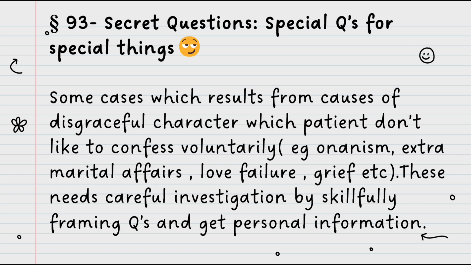Next is aphorism 93, secret questions. Special questions for special things. Some cases result from causes of disgraceful character which a patient doesn't like to confess voluntarily, like onanism, masturbation, extramarital affairs, love failures or grief, etc. These need careful investigation by skillfully framing questions to get personal information. These symptoms also help us to diagnose the disease and give correct remedies by understanding the personality of the patient. So that is aphorism 93, secret questions, special questions for special things. SSS, remember like that.